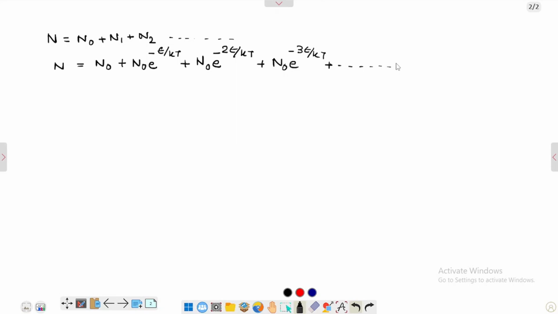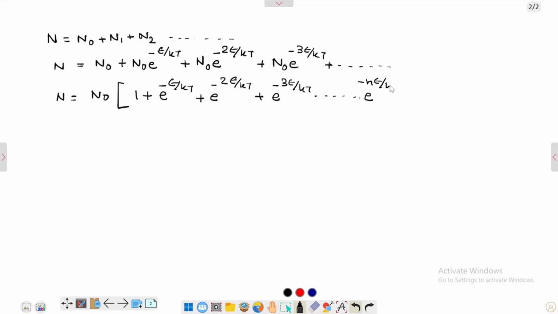So now I will take N0 common, and I can write this equation in this format: 1 plus e to the power minus epsilon by kT, plus e to the power minus 2 epsilon by kT, plus e to the power minus 3 epsilon by kT, and so on. The last term will be e to the power minus n epsilon by kT.